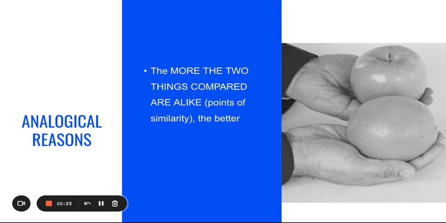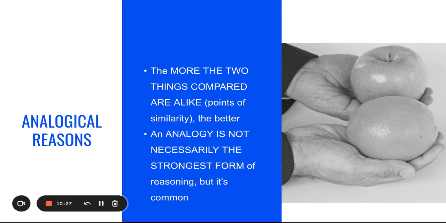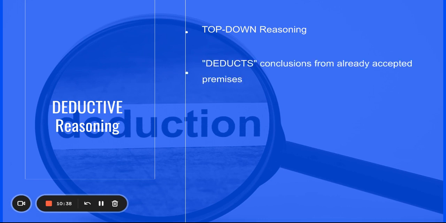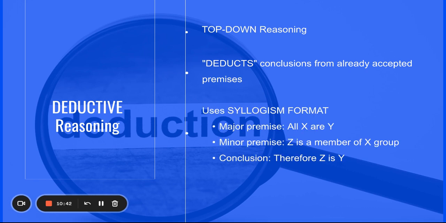And in analogy, the more the two things compared are alike, the more points of similarity, the better. An analogy is not necessarily the strongest form of reasoning, but it is common. So, deductive reasoning is what we'll talk about next. Deductive reasoning is top-down reasoning. It deduces conclusions from already accepted premises and uses syllogism format.